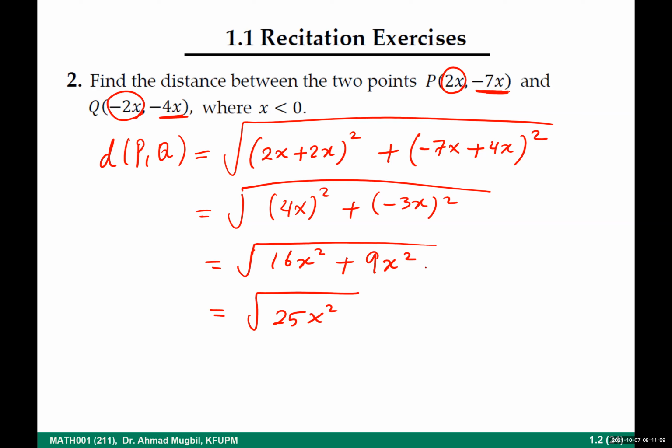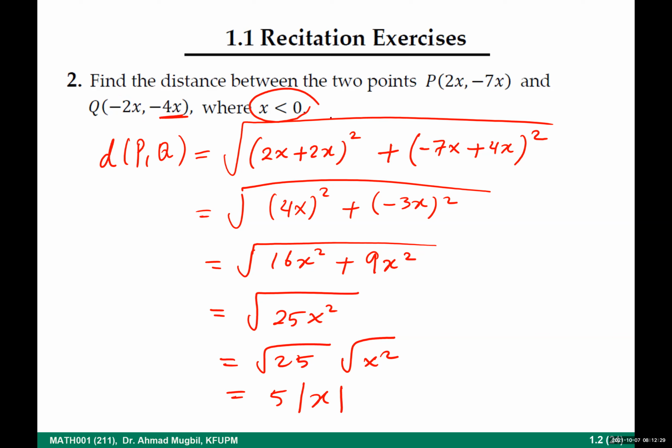Now, can we distribute the square root over the sum? No, the square root cannot be distributed over the sum. But here we don't have a sum, we have a product. So it is the square root of this multiplied by the square root of this: the square root of 25 multiplied by the square root of x squared. The square root of 25 is 5. The square root of x squared is the absolute value of x. We don't know what x is. It could be positive, it could be negative. But he told me here what x is.